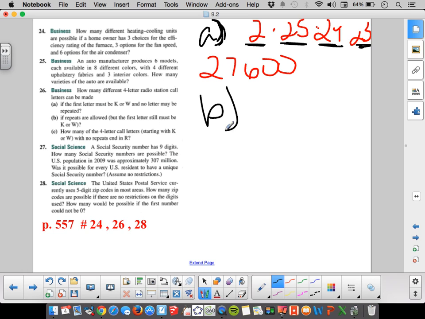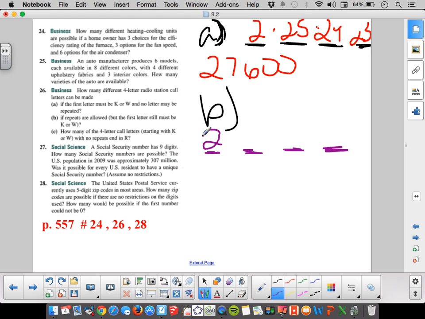Right, let's look at answer choice B. If repeats are allowed, but the first letter must still be a K or W. So let's talk about how this changes our positions. We still have our 4 options: 1, 2, 3, 4. The first one still has to be a K or W, so we still have our 2 positions there.